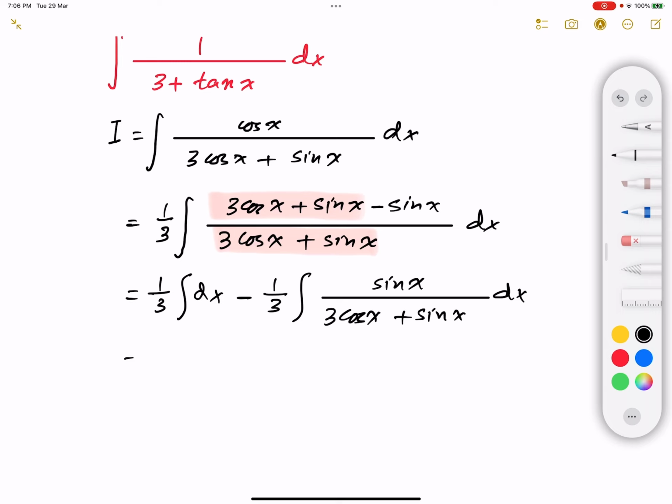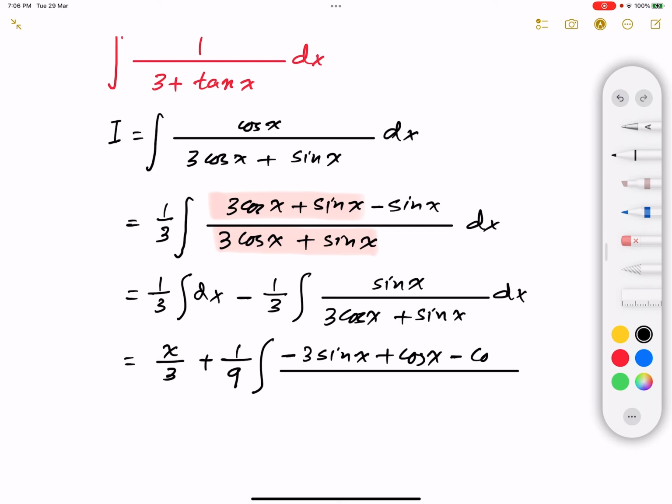The first integral would, of course, give us x divided by 3, so we're done with the first integral. And then we need to, as I said, multiply by minus 3 and divide by minus 3, so that would give us plus 1/9 the integral of minus 3 sine x plus cosine x, and we need to subtract cosine x, of course, over the same exact denominator, which is 3 cosine x plus sine x, and then dx here.